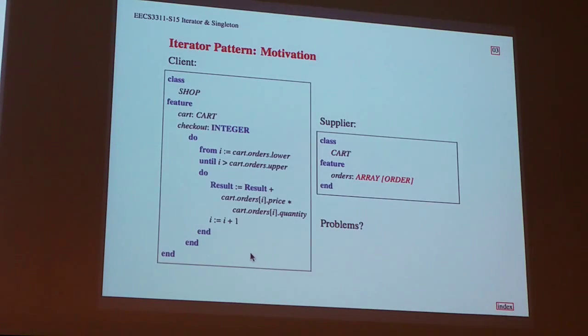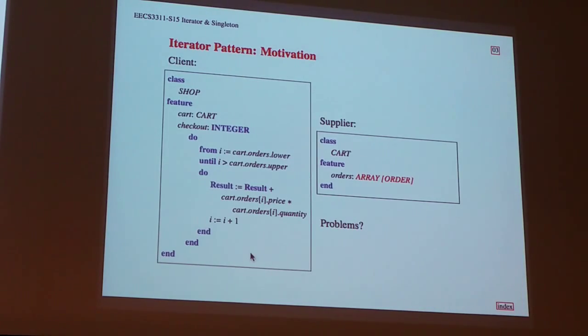Okay, so now the correct answer for this problem is, because you can see that from the client's point of view, I depend highly on how the supplier implements the orders using an array. I'm depending on the fact that currently the supplier is implementing the orders using an array. So in my client's code, I have to use features that are specific to the array class. Here you can see lower and upper, which are just typical usages from the array class.